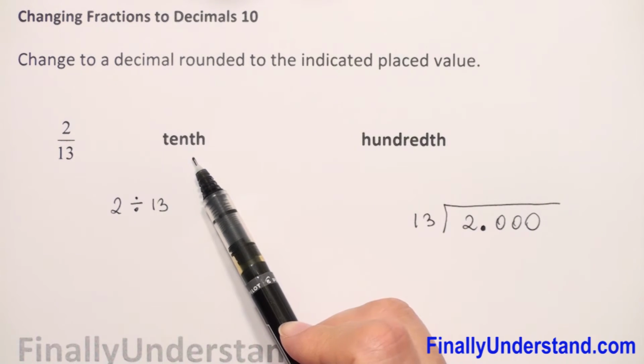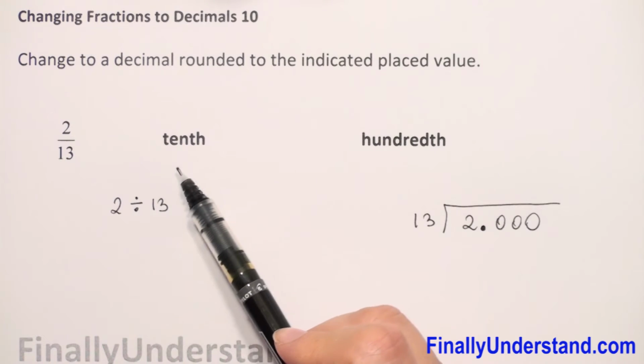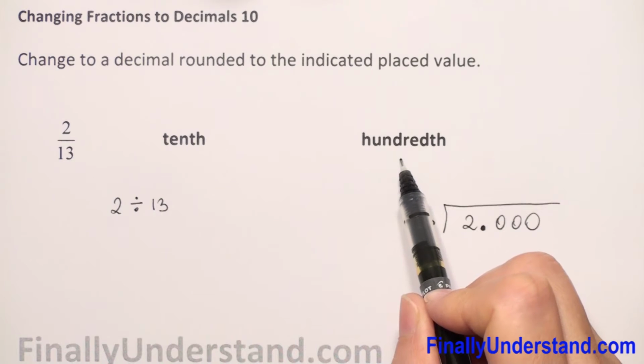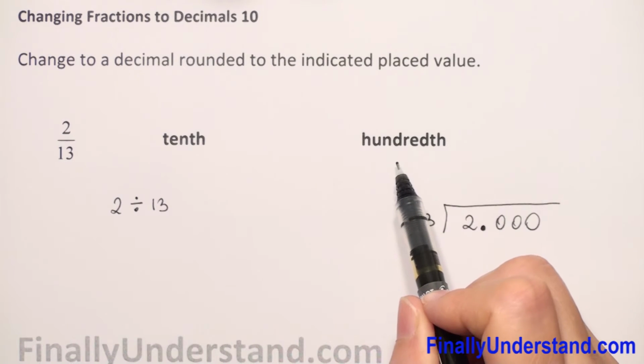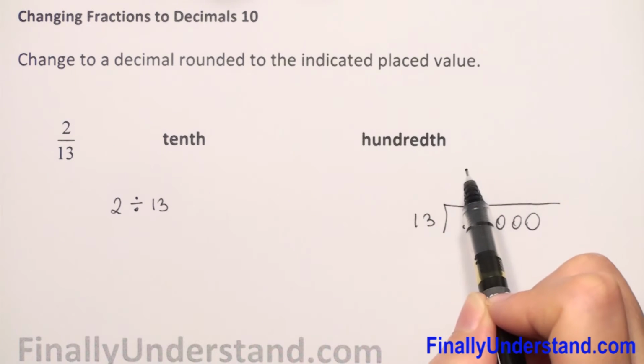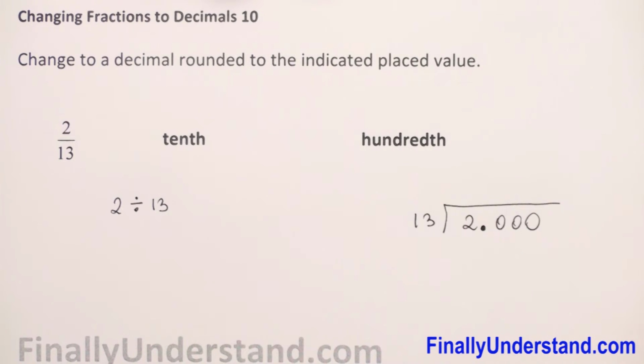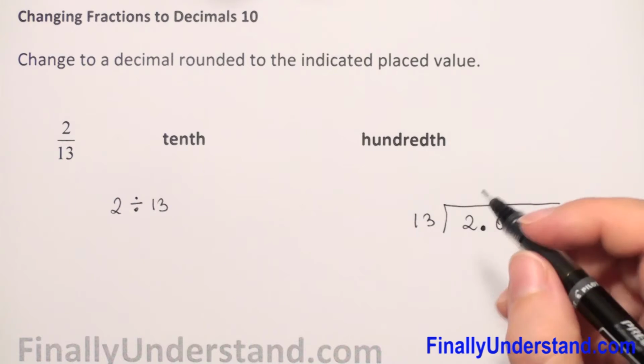Tenth is the first digit, and we need 1 extra to do the rounding, but we have also hundredth. To round to hundredth is second digit after decimal point, and we need 1 extra digit to do the rounding, so we need 3 digits after decimal point. And now we have to do long division.